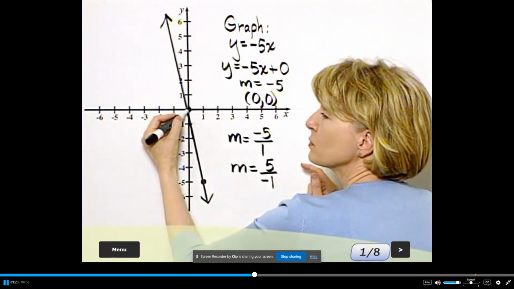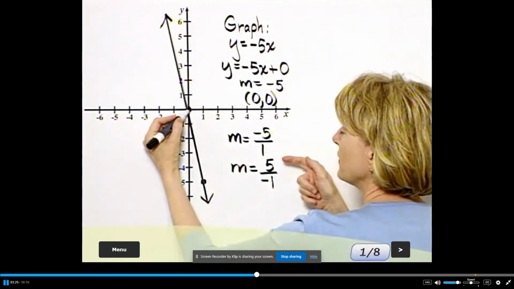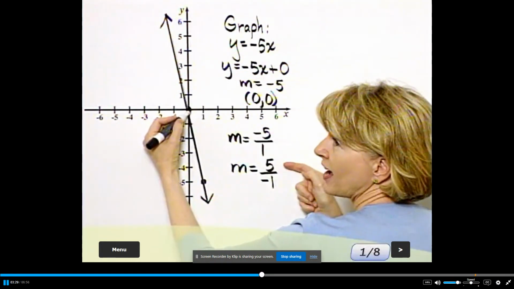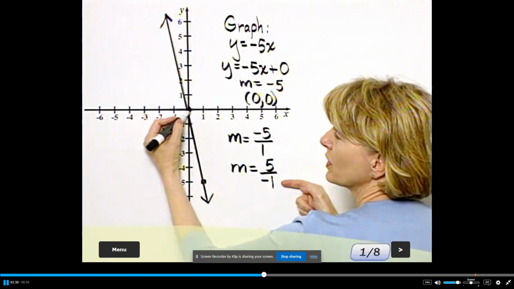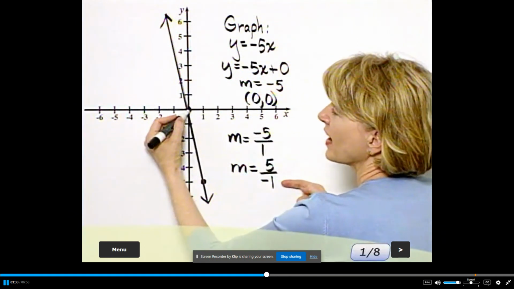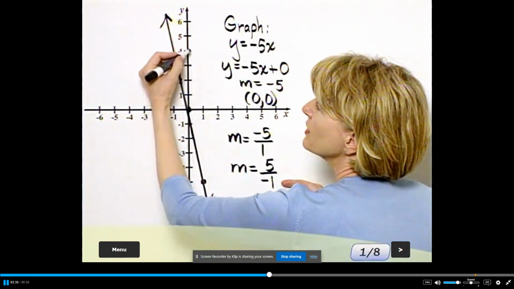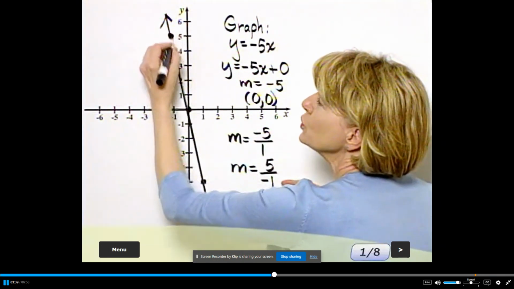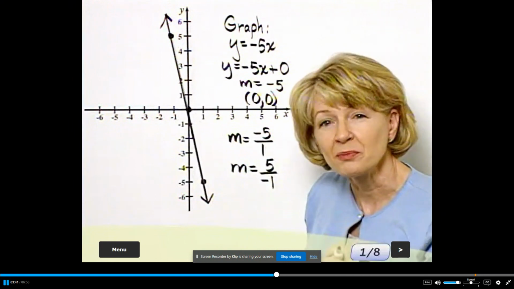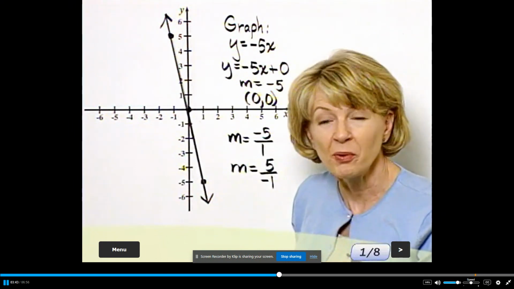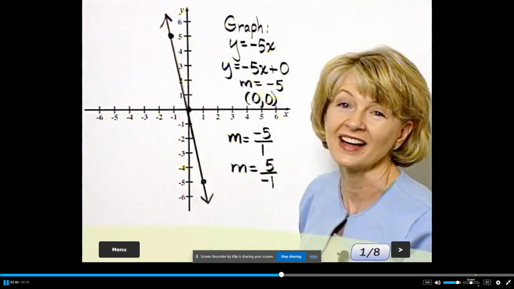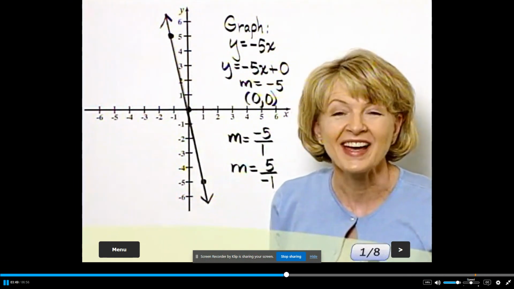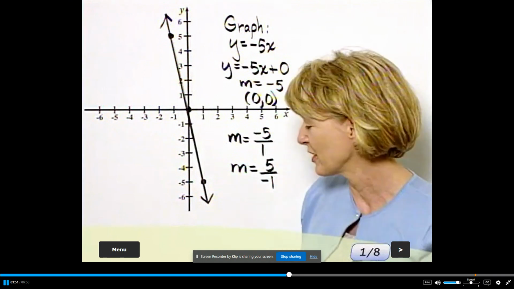You would start at this point. How would you move? This is rise over run, so you would rise 5, run negative 1. So rise 5, 1, 2, 3, 4, 5, run negative 1. You would end up at a different point, but still a point on the same line. So there's how we can use the slope-intercept form to graph a linear equation in two variables.